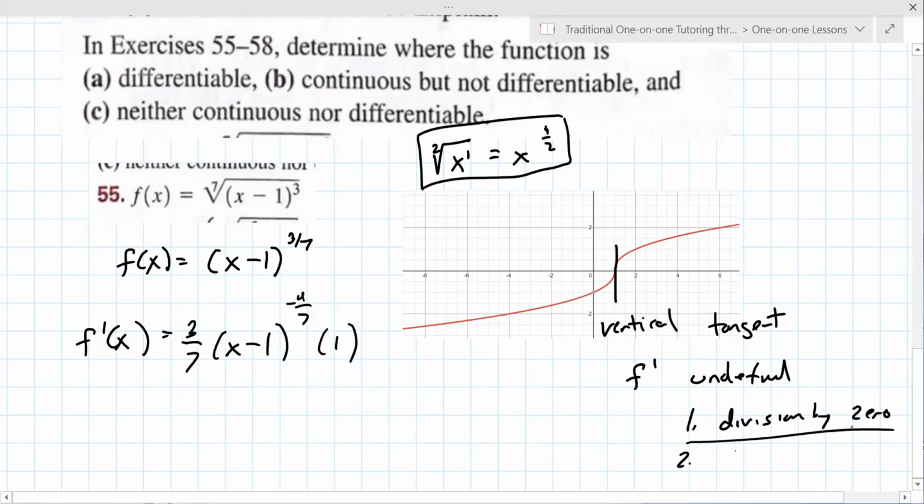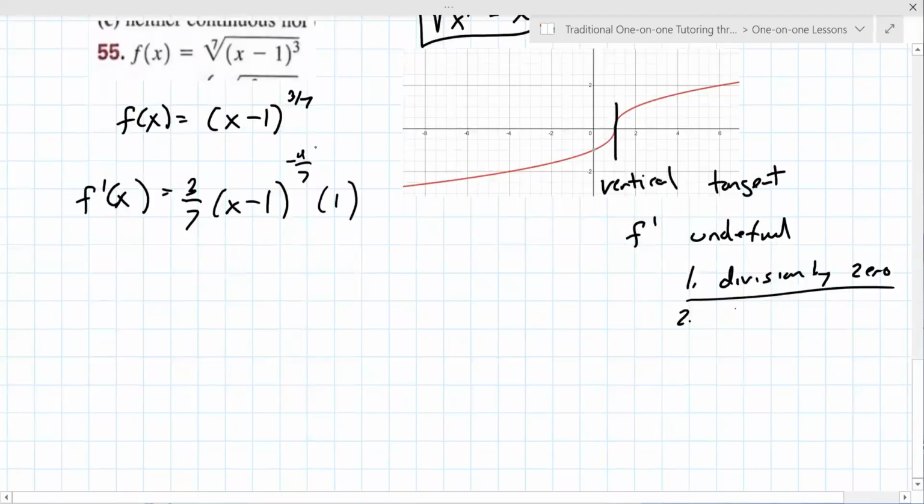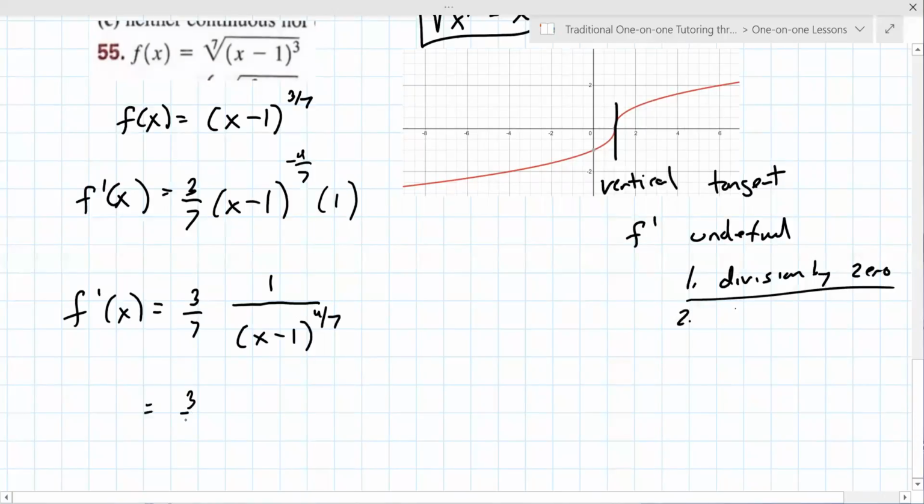So you might be saying, well, hey, Matthew, you said division by 0. Well, you have to rewrite this. And this is really a good test of your prerequisite knowledge in this class. So this is 3/7, 1 over x minus 1 to the 4/7 power, just moving it to the bottom. And if you rewrite it with a root, it's the 7th root of x minus 1 to the fourth.